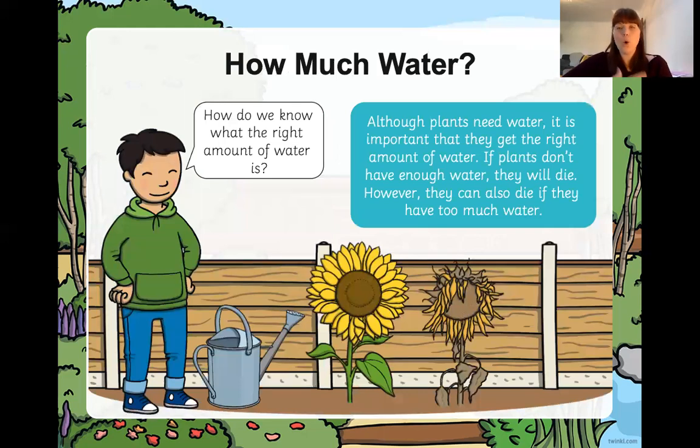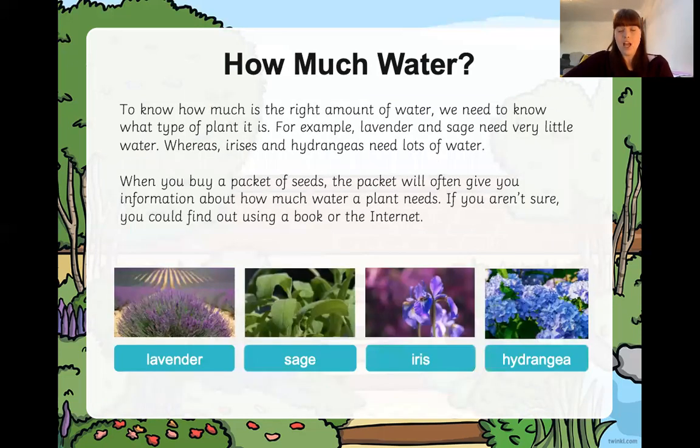But how do we know what's the right amount of water? Because although plants do need water, it's very important that they get the right amount. If they don't have enough water, the plant will die. But if they have too much water, they might also die. And to know what is the right amount of water, you need to know about your plant.